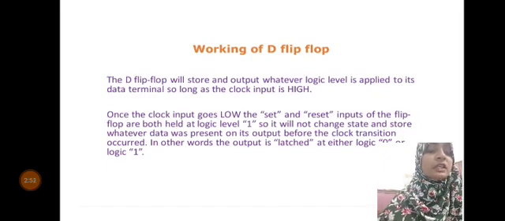Working of D flip-flop. The D flip-flop will store and output whatever logic level is applied to its data terminal, so long as the clock input is high. Once the clock input goes low, the set and reset inputs of the flip-flop are both held at logic level 1, so it will not change state and will store whatever data was present on its output before the clock transition occurred. In other words, the input is latched at either logic 0 or logic 1.